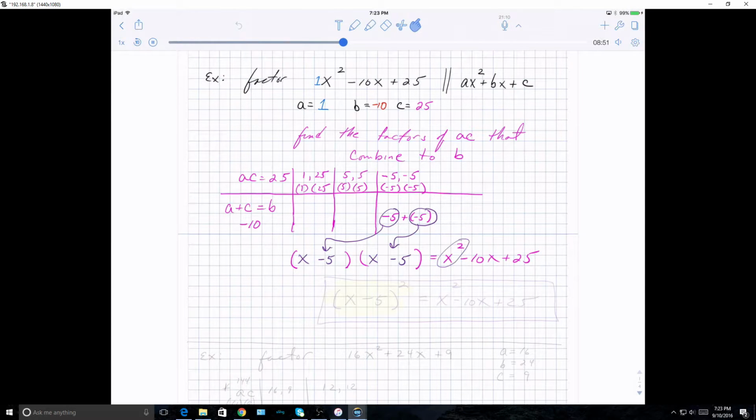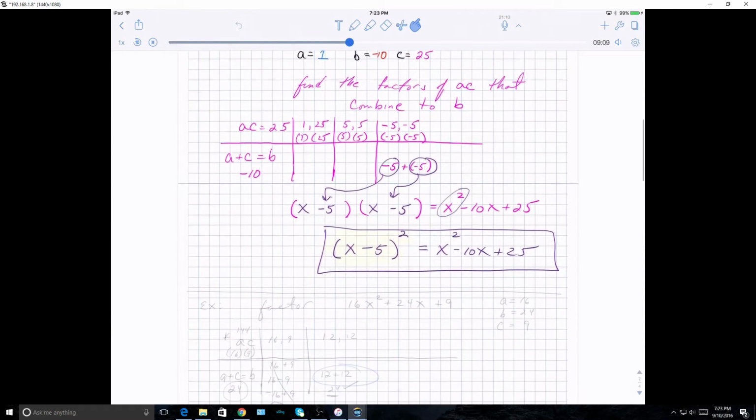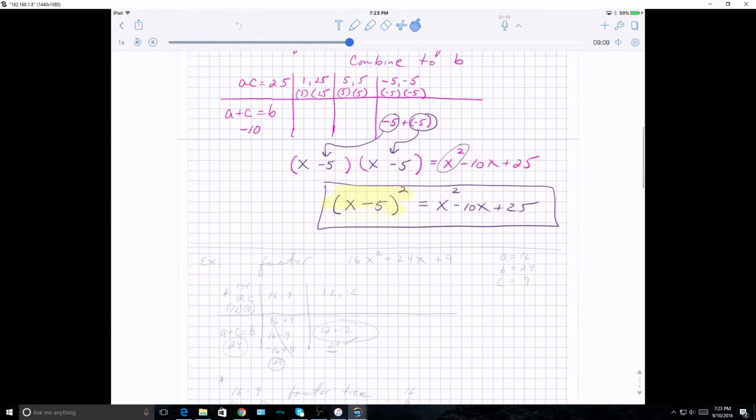Now we can rewrite this, and I told you that this is one of those special cases because we have the same base twice. So this is x minus 5 all squared. And this highlighted here is the factored form.